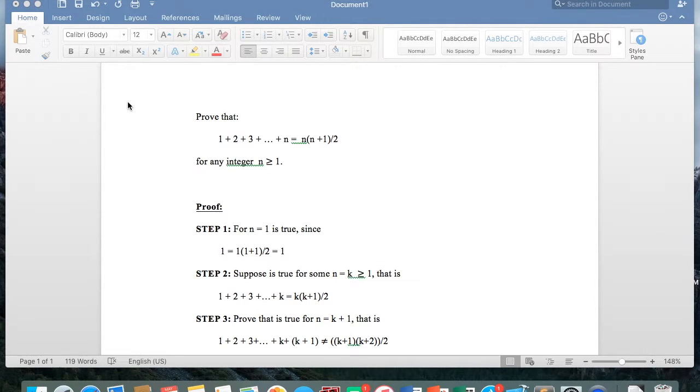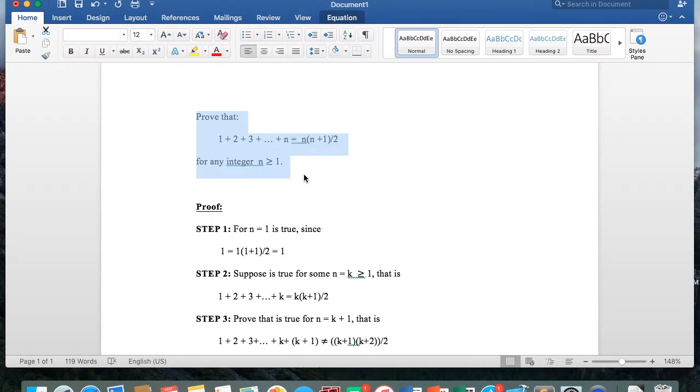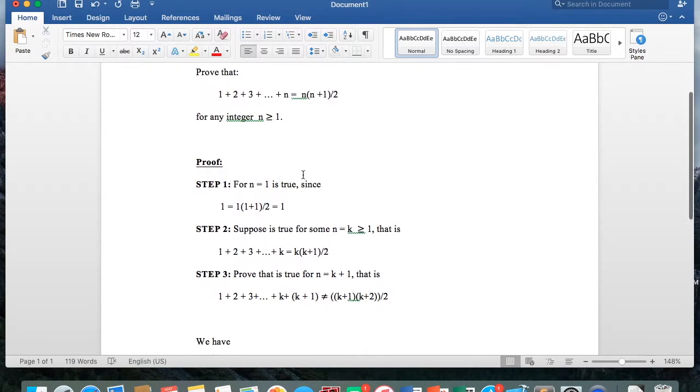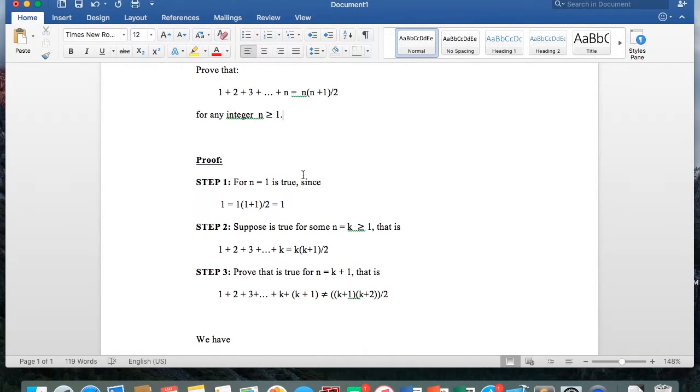Hello, and this is my example of the principle of mathematical induction. Here you see that the question says, prove that 1 plus 2 plus 3 plus ... plus n equals n times (n plus 1) divided by 2, for any integer n greater than or equal to 1. So here we're going to see the principle of mathematical induction fully at work.